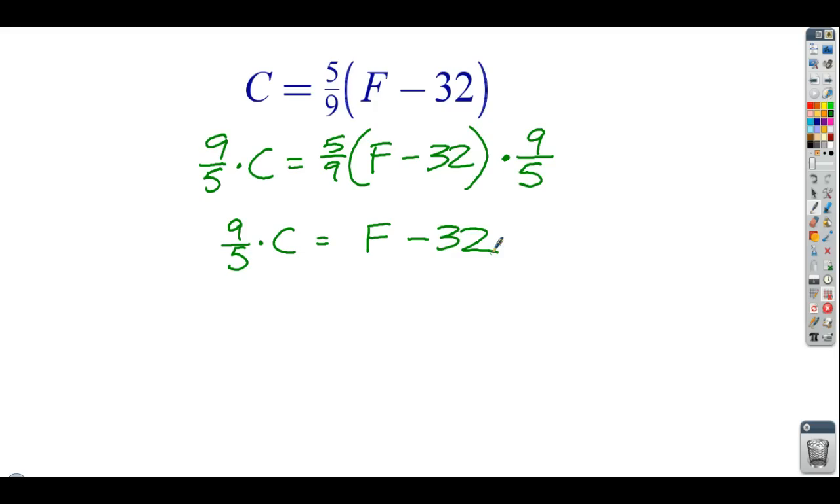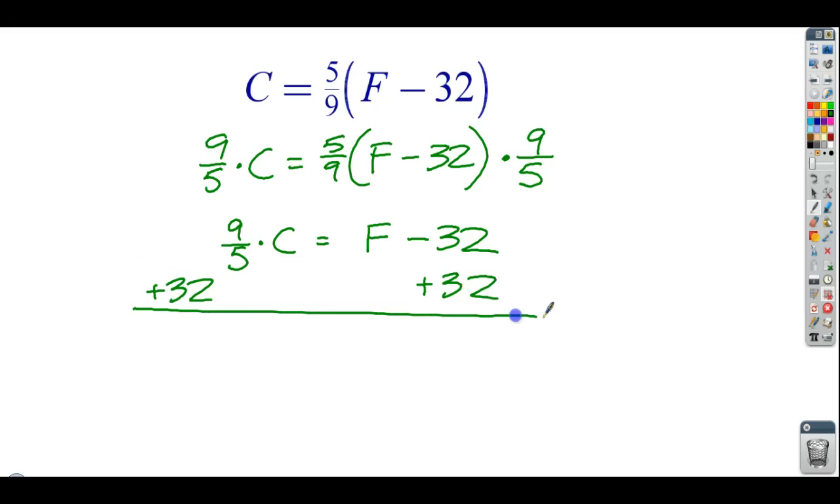Okay. Well, then what I'm going to do is I'm going to just add 32 to both sides. Okay, and I'm going to add it off to the side here so I don't get it confused. We'll combine those, and I'm going to get 9/5 Celsius plus 32 is equal to Fahrenheit. And there we have it.